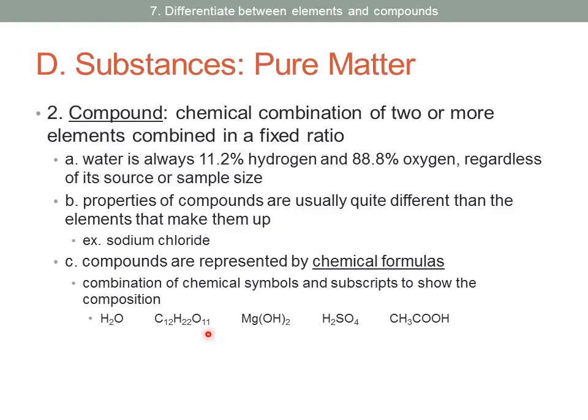C12H22O11, that's table sugar or sucrose. Mg(OH)2, that's magnesium hydroxide, or sometimes known as milk of magnesia if it's in a solution. H2SO4 is sulfuric acid or battery acid. And then CH3COOH, that is acetic acid. That is the acid that's in vinegar.